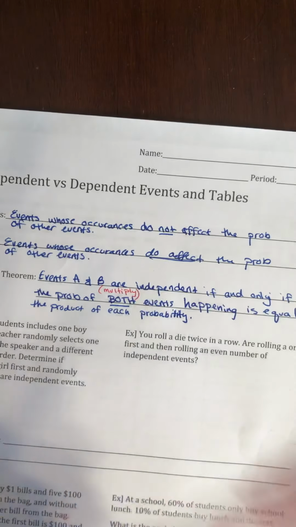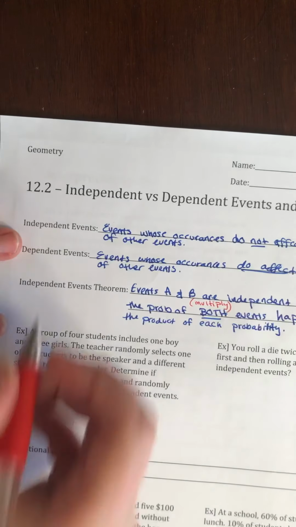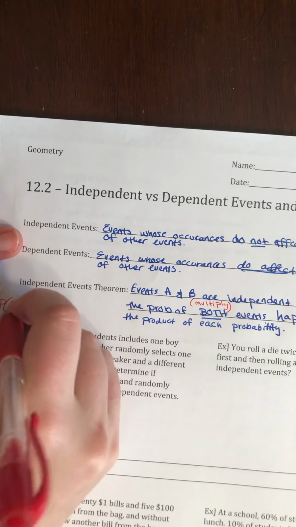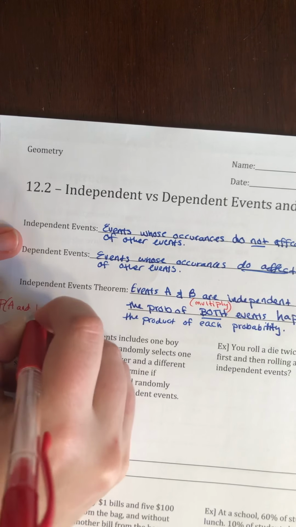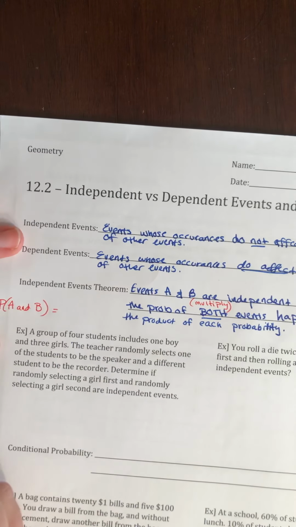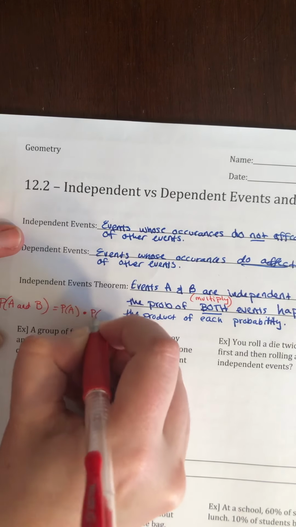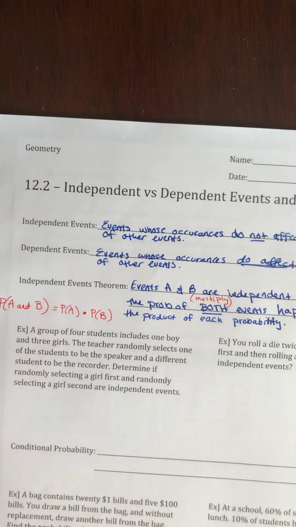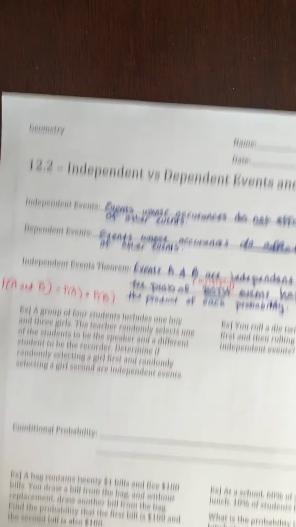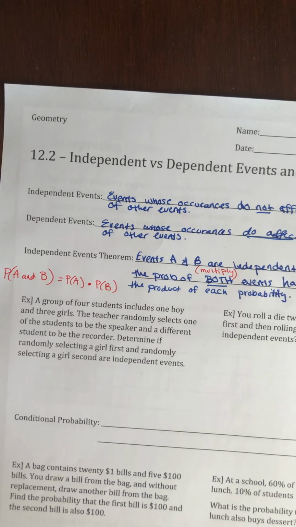So what do I mean by that? Well, that just means that the probability that A and B both happen is the same as the probability of A happening times the probability of B happening. So that is the mathematical way to check if two events are independent.